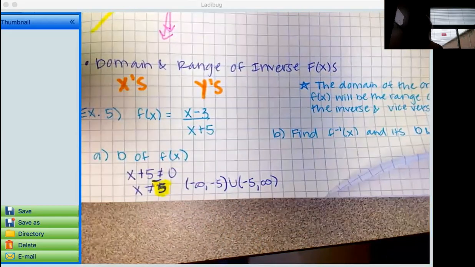I don't get the brackets and parentheses. Brackets you use if it can equal that number. Okay, if it can equal that number, you would use a bracket. Now, Pradnia is like, when would it ever equal? It won't if you're doing domain. Got me?